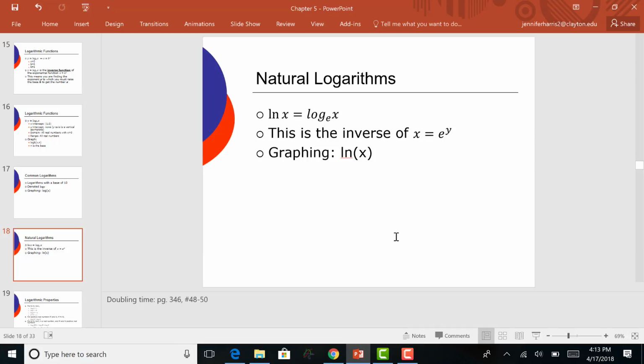Now, here's the key. If it has an e in it, you can't use LOG, you have to use LN. Got it? You can only use LN, which is natural log, when it has e as the base.